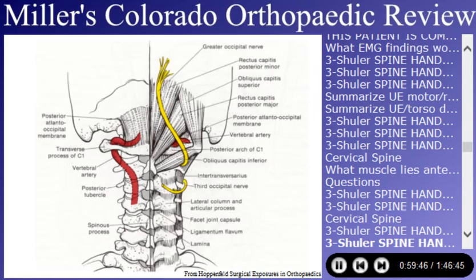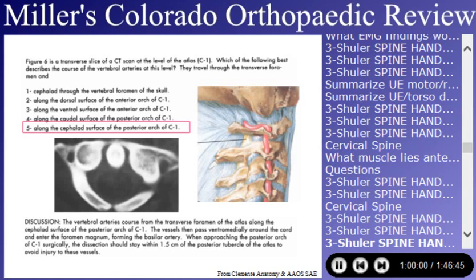The course of the vertebral artery is always a key testable item here. Don't forget it runs on the superior aspect of C1. It goes posterior and then traverses the midline to go through the foramen magnum. Test question: transverse slice CT scan, atlas. Which best describes this course of the vertebral artery?